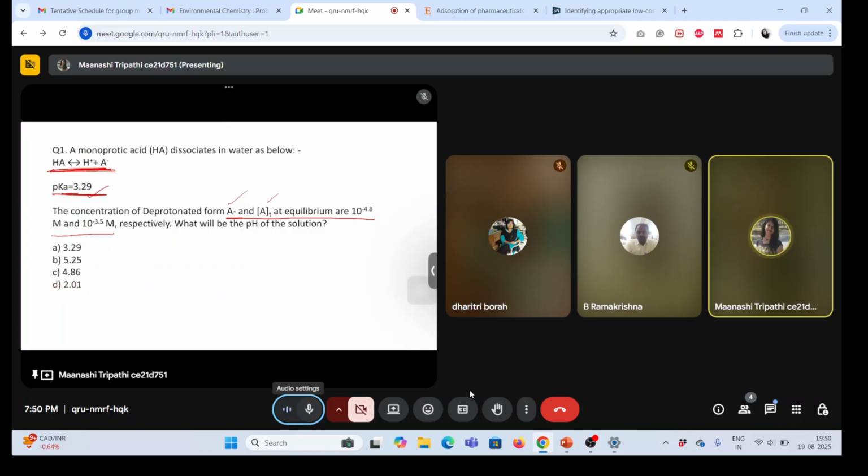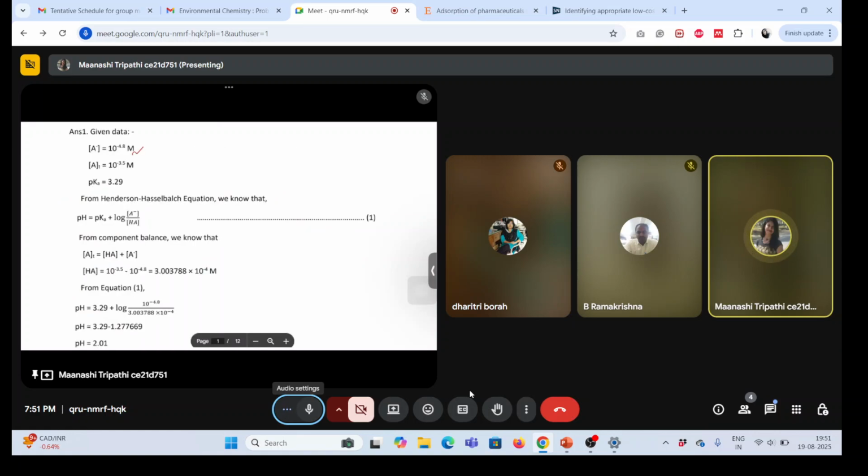Okay, we'll see the solution now. We have the deprotonated form A negative as 10 raised to power minus 4.8. AT, the total of A, is 10 raised to power minus 3.5. Here the twist is, like earlier weeks we were directly given HA, but here we have been given AT. So you have to use the component balance equation, like all those equations that have been taught.